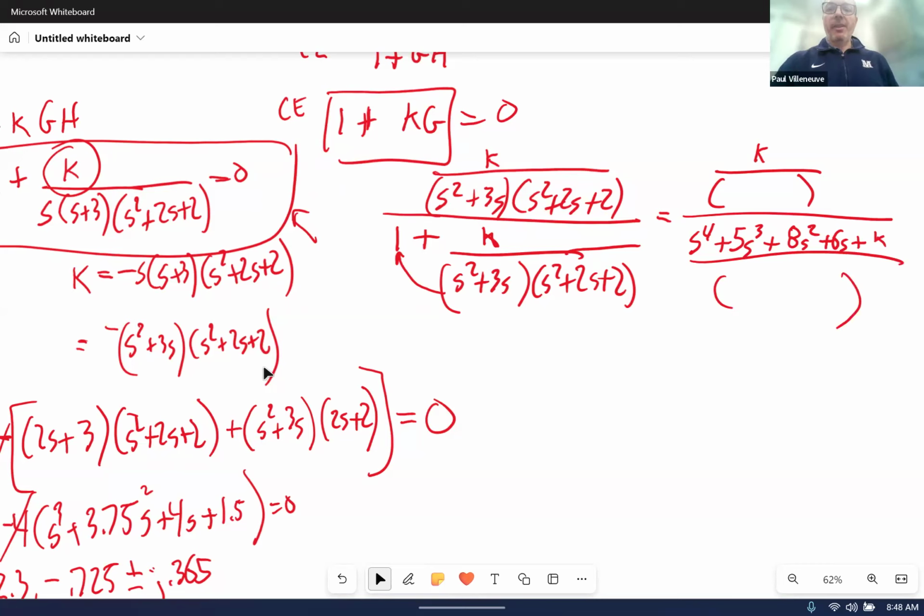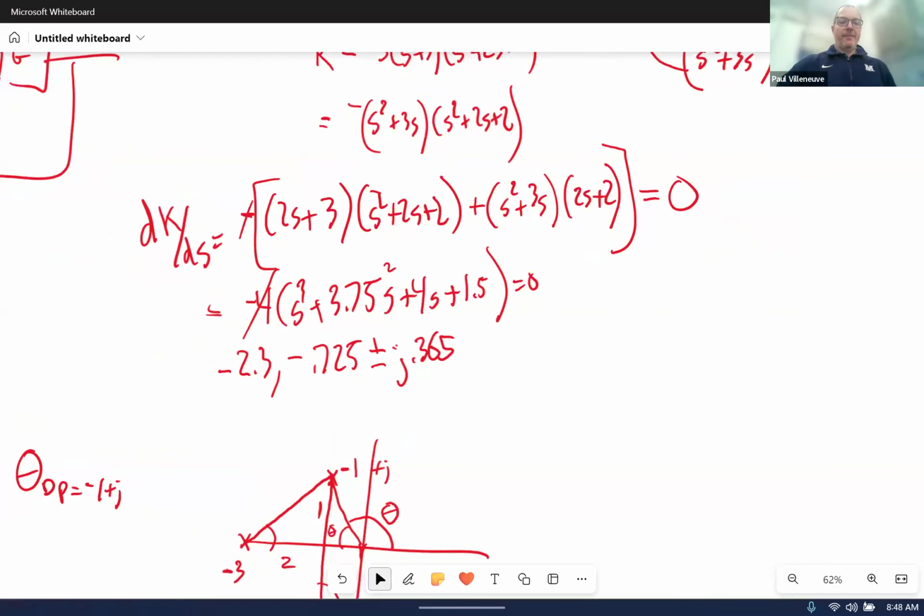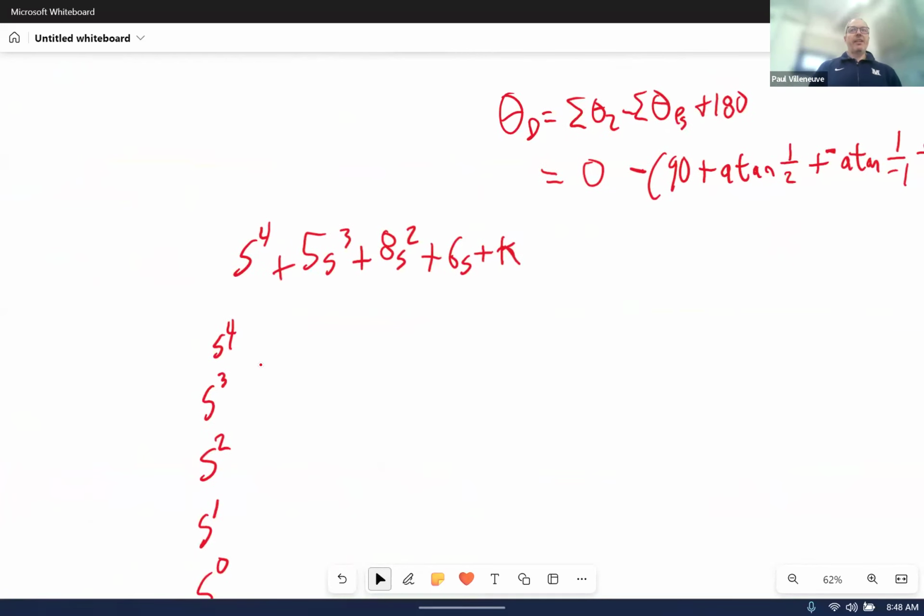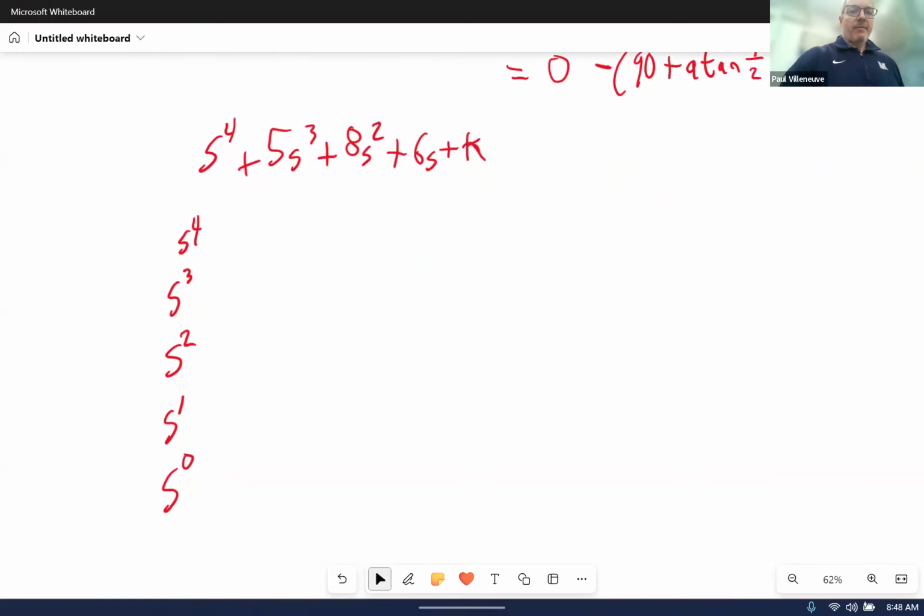When I invert and multiply, these two cancel out, and all I'm left with is this in the denominator, which is what I did right here. Ready to do Routh-Hurwitz? 1, 8, and K. 5, 6, and 0.